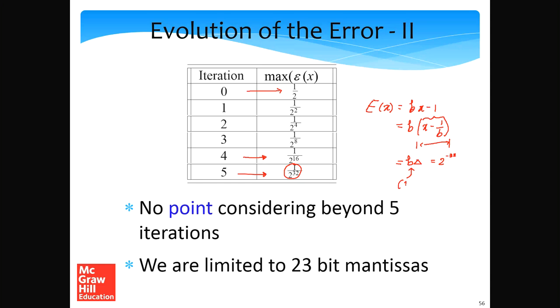So b itself, if it is between 1 and 2, it means that delta is definitely bounded. Let's say if this is 1, this remains. If this is 2, then delta will be a number between 2 to the power minus 32 and 2 to the power minus 33, which is anyway much smaller than what our mantissas can represent, because our mantissas cannot go beyond 23 bits. So 5 iterations is more than enough to drive the delta.